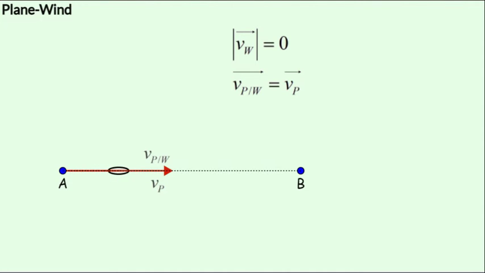Since the pilot heads out in a direction from A to B, the vector Vp with respect to W is horizontal. This is a case of no wind, so the vector Vw will be absent. Therefore, the plane will follow the direction that it set out in. So vector Vp, the velocity of the plane with respect to the ground, will be identical to the velocity of the plane with respect to the wind. This is the simplest case with no wind. Now let's bring the wind factor into the equation.